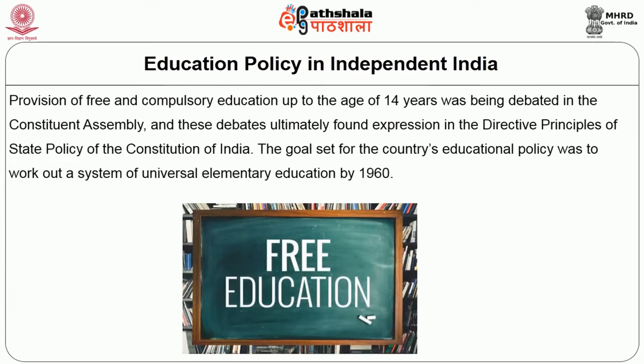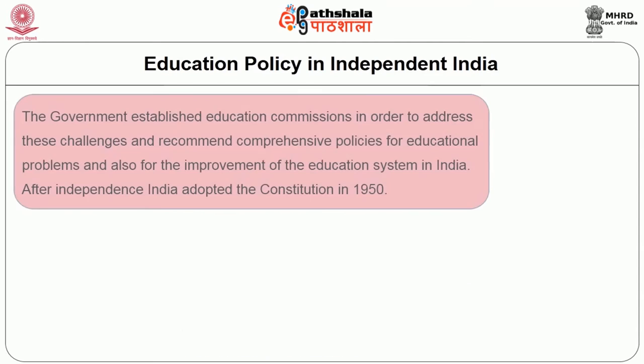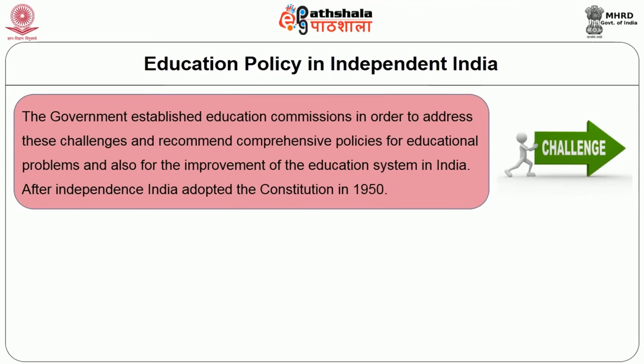Provision of free and compulsory education up to the age of 14 years was being debated in the Constituent Assembly, and these debates ultimately found expression in the Directive Principles of State Policy of the Constitution of India. The goal set for the country's educational policy was to work out a system of universal elementary education by 1960. The government established education commissions in order to address these challenges and recommend comprehensive policies for educational problems and also for the development of the educational system in India.